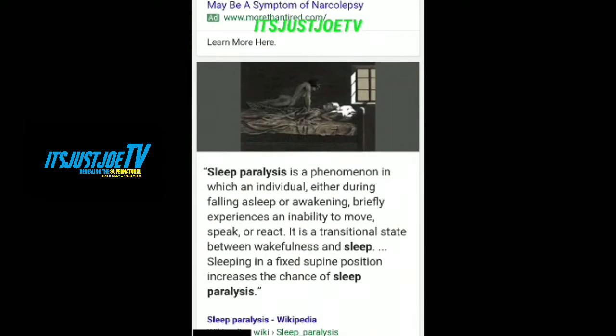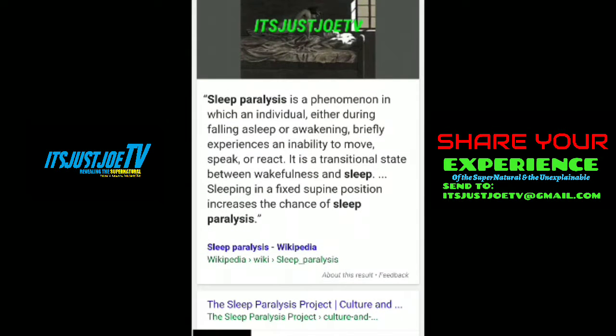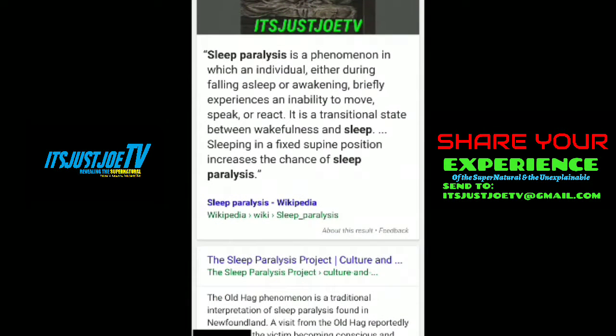What is sleep paralysis? Sleep paralysis is a phenomenon in which an individual, either during falling asleep or awaking, briefly experiences an inability to move, speak, or react. It is a transitional state between wakefulness and sleep. Sleeping in a fixed supine position increases the chance of sleep paralysis.